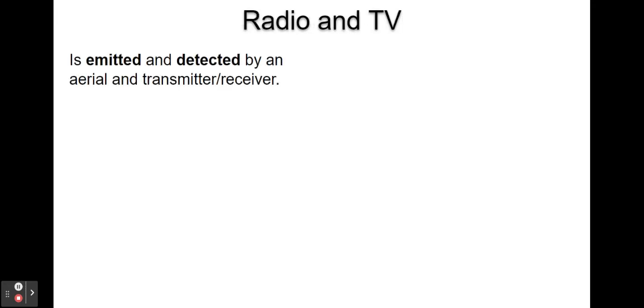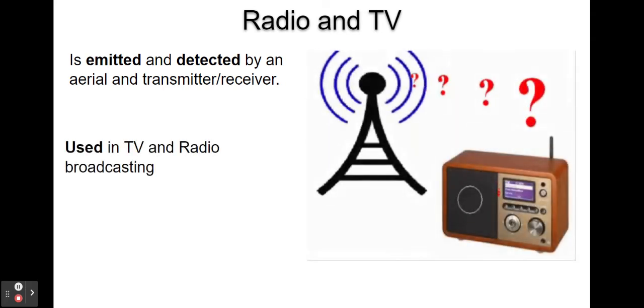And finally, radio and television. Radio and TV waves are emitted and detected by an aerial along with a transmitter and receiver, and are used in TV and radio broadcasting.